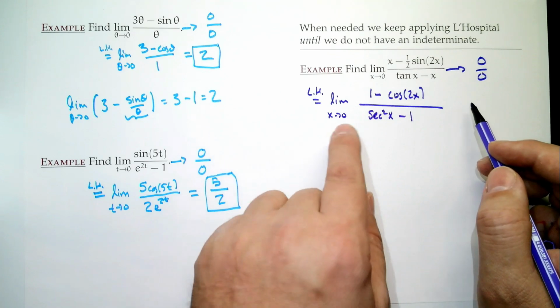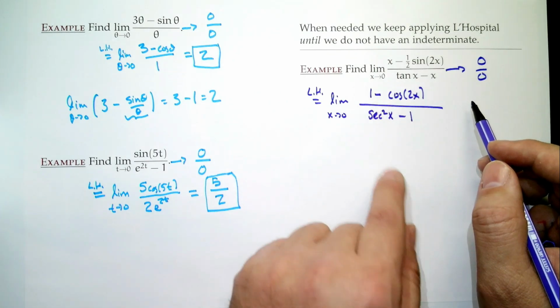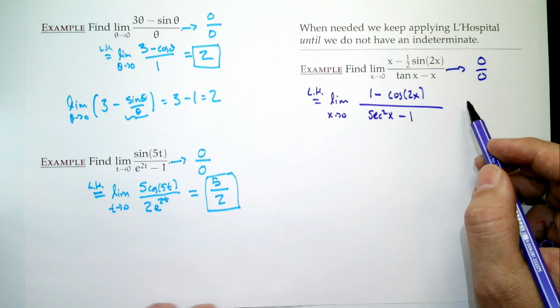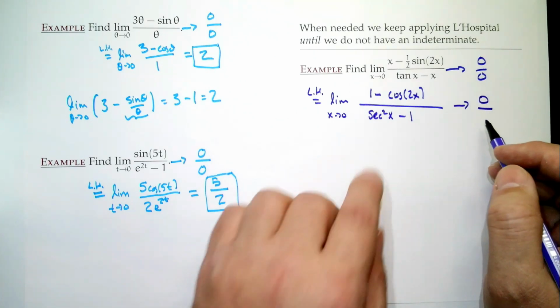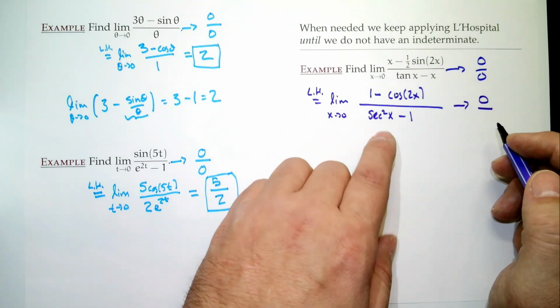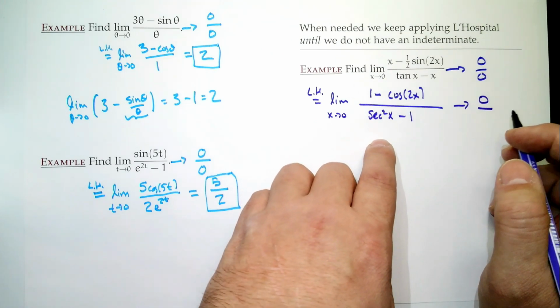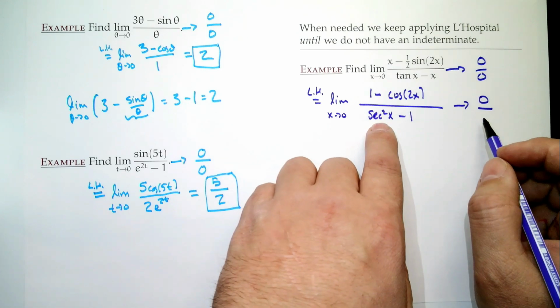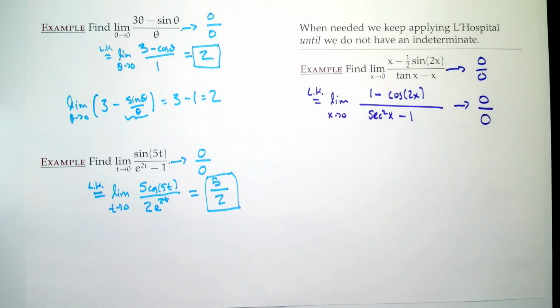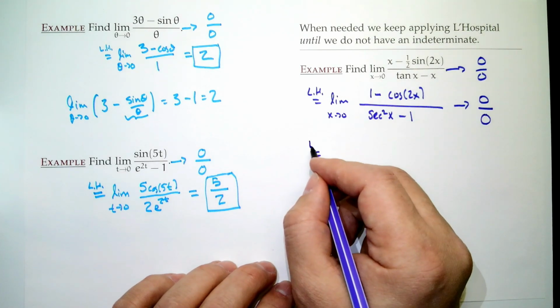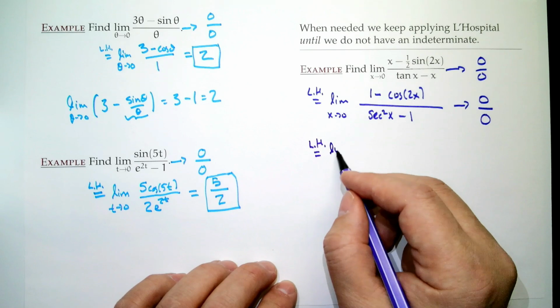Now, plug in 0. Upstairs, what do you get? Well, 1 minus cosine of 0, which is 0. Uh-oh. Downstairs, what do we get? Well, what's secant of 0? Secant of 0 is 1. We get 1 minus 1, which is 0. Which means what? More work. Good. You're catching on. And what's the more work? Oh, L'Hopital. Okay. We keep going.